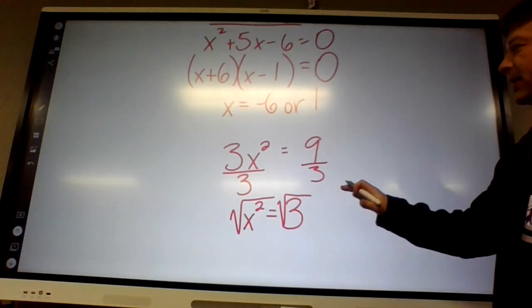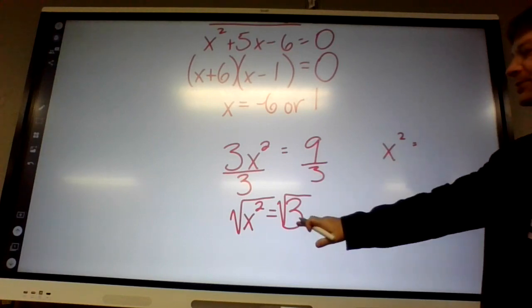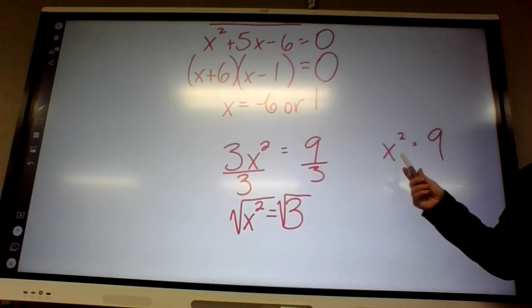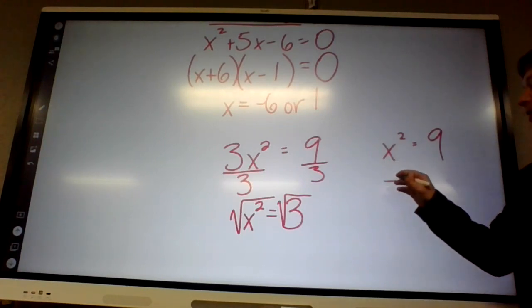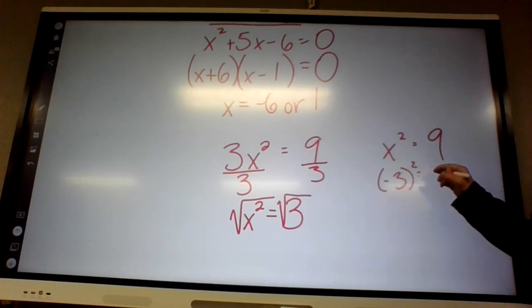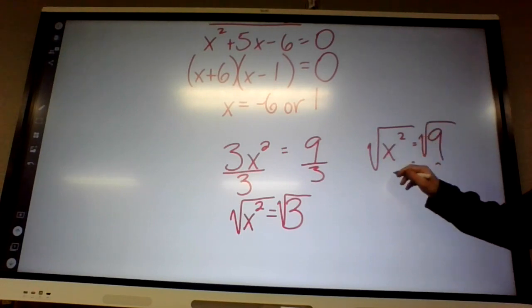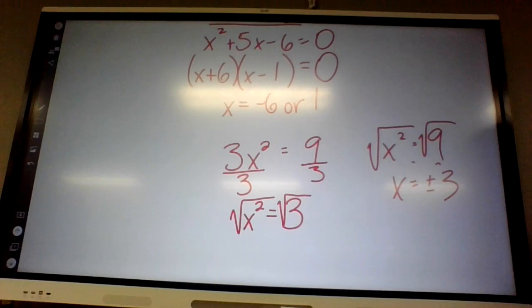Let me pause there for a second and go over here. If something squared equals 9, what could that answer be? 3 or negative 3, right? Because what's negative 3 squared? 9. It's also 9. So if you ever use this square root trick, the answer is not just the square root of 9, 3, it's also negative 3.